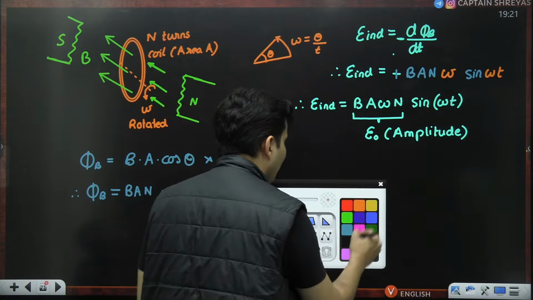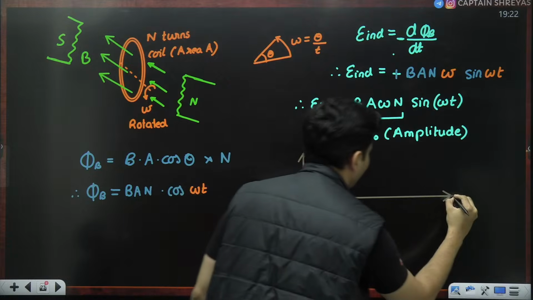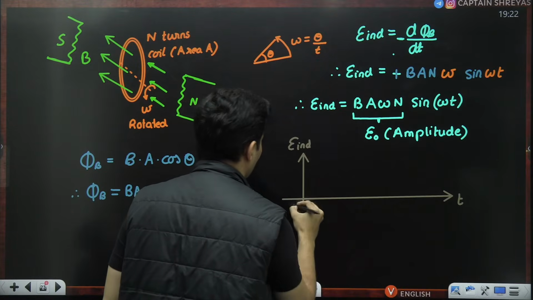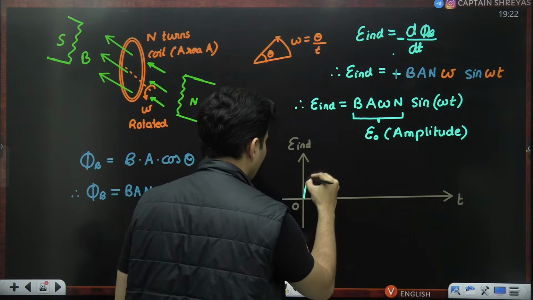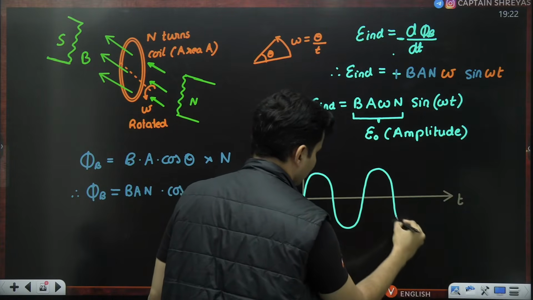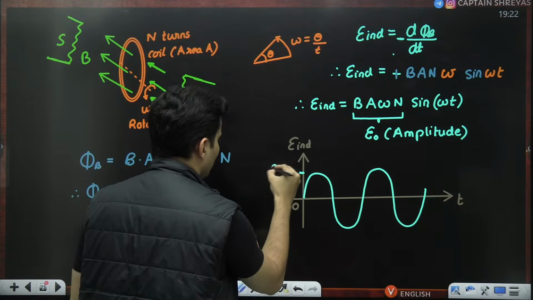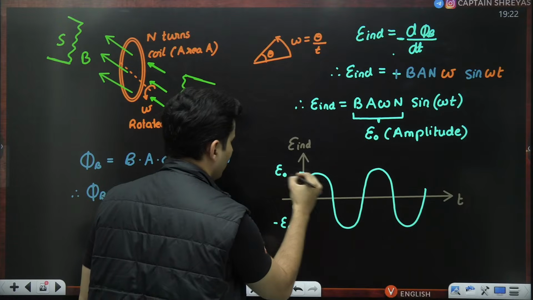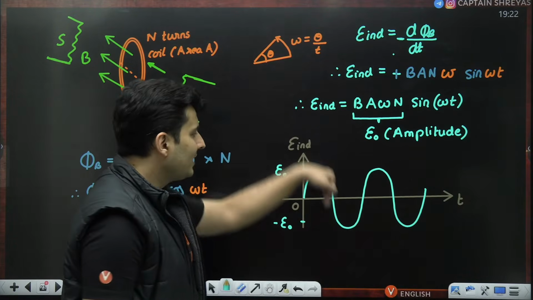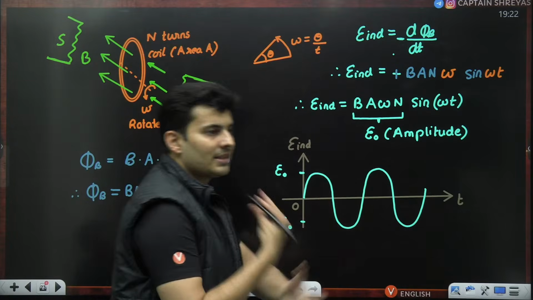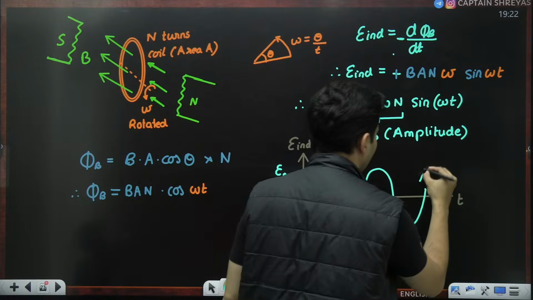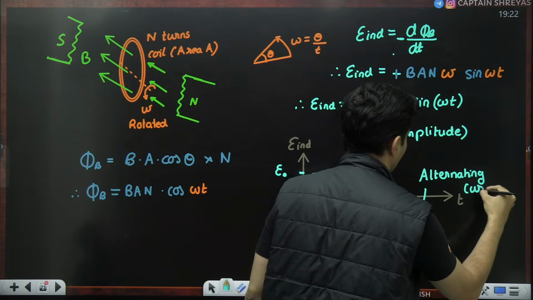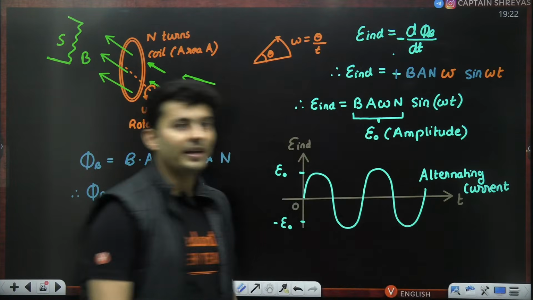And the reason why I call it the amplitude is because if I draw the graph of this induced EMF versus time, that graph is going to look like this, a sine graph. This value is going to be E naught, this is going to be minus E naught. So what is this? One is positive, one is negative, meaning one is clockwise, one is anti-clockwise. This is nothing but alternating current, AC. Very good. This is alternating current, my dear students.